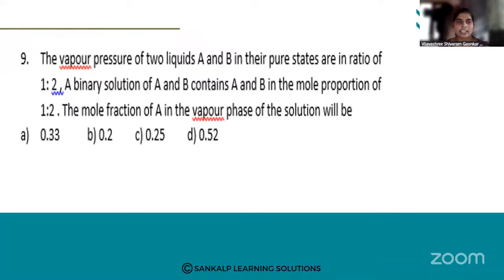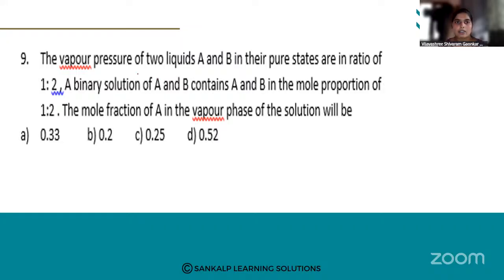The question says the vapor pressure of two liquids A and B in their pure states are in the ratio 1:2. A binary solution of A and B contains A and B in the mole proportion of 1:2. The mole fraction of A in the vapor phase of the solution will be option A 0.33, option B 0.2, option C 0.25 and option D 0.52.